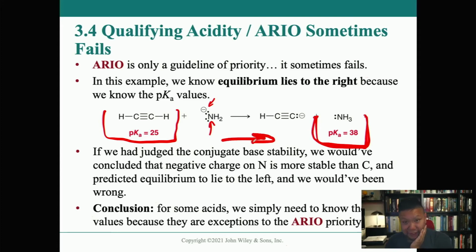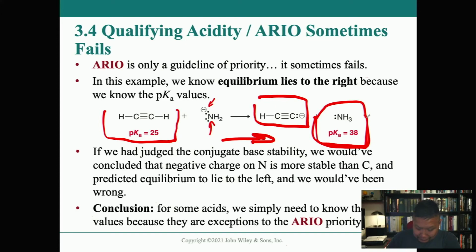But for some reason, the pKa of ammonia is so high, which suggests that the reaction proceeds mostly in that direction, meaning that the products are going to be this acetylene anion, the carbanion, and the ammonia, right? So what that means is that this actually fails our REO test, right? It doesn't work. And sometimes all you really need to know is the pKa. Let me move my head out of the way so you can see.